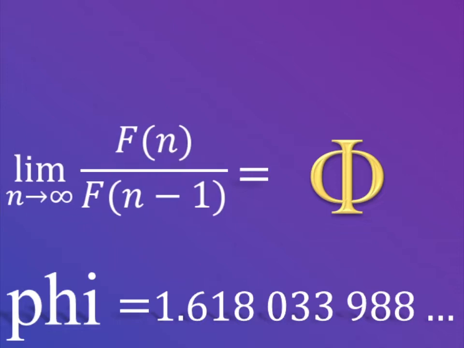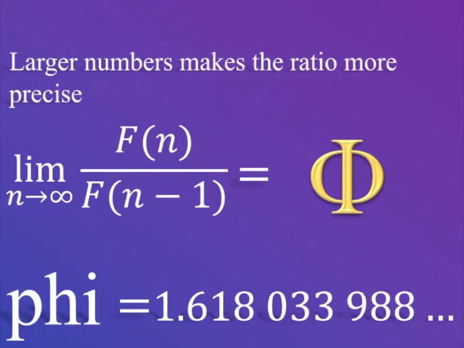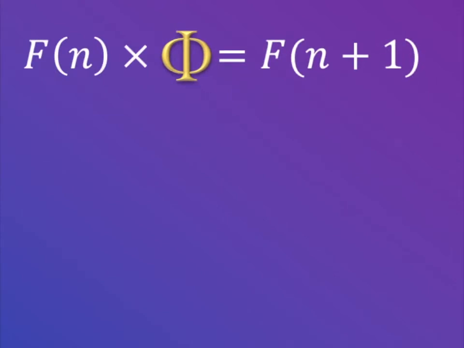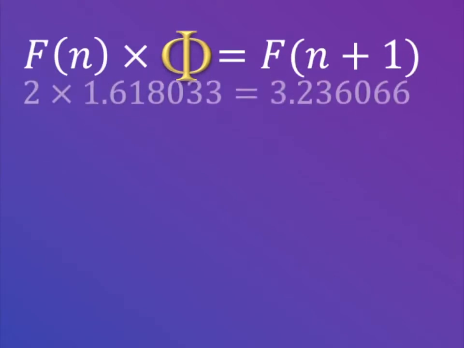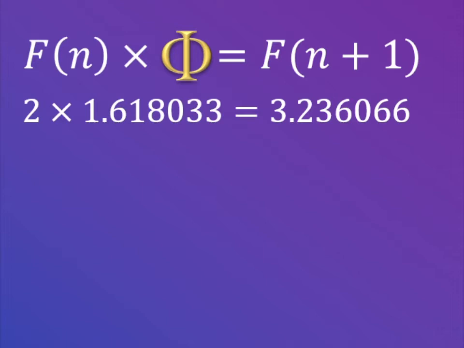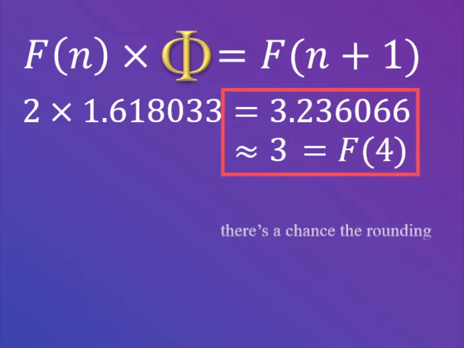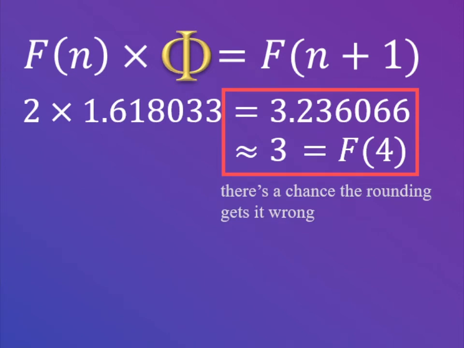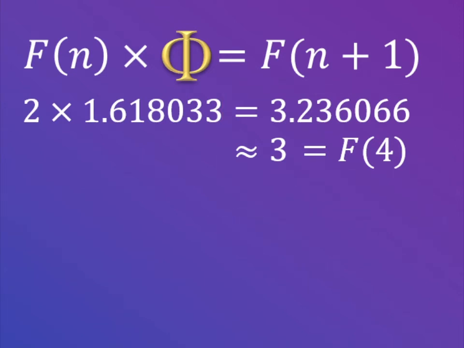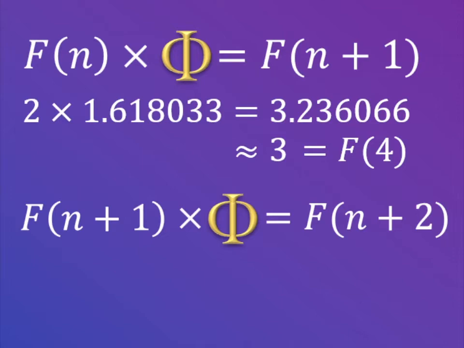As n approaches infinity, we can see that F(n) divided by F(n minus 1) is equal to the golden ratio. The larger the numbers, the more precise the ratio becomes. If we were to multiply a term of the Fibonacci sequence with the golden ratio, we would get the next term. It's not exactly the next term, so we need to round it. Keep in mind that this isn't really precise as we get to larger numbers. You'll see what I mean when we get there. If we were to multiply that term again with the ratio, we would get the next term after.